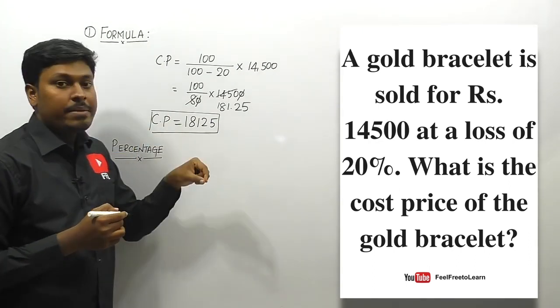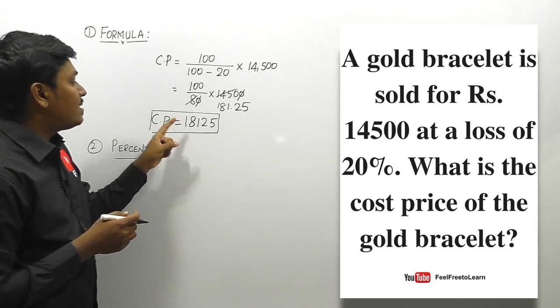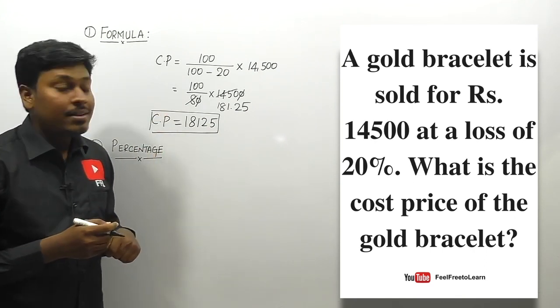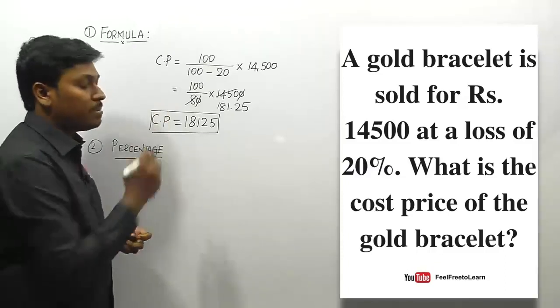So with the loss of 20%, the person sold it for 14,500. So finally we can say that the cost price of the gold bracelet will be 18,125. We got the answer by using the formula method.